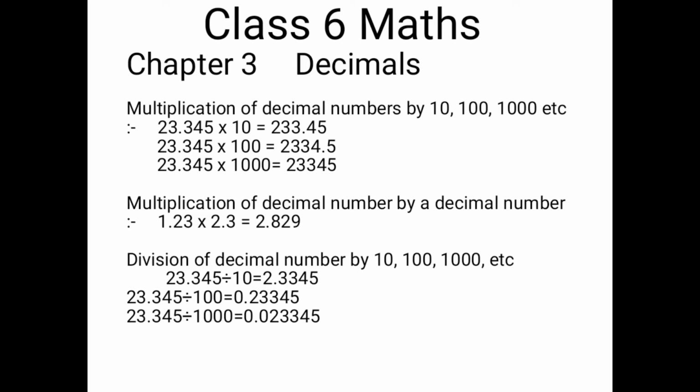Okay, so for example, if we multiply 23.345 into 10, we'll get 233.45. Here, when we multiply by 10, 100 and 1000, you just have to look at the zeros. In 10 we have one zero, right? So the decimal point will move one step. Okay, so it will become 233.45. Got it?